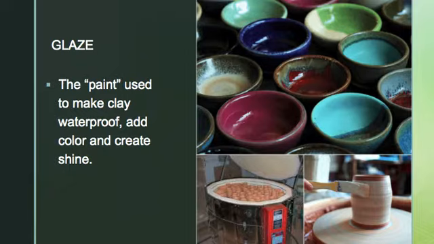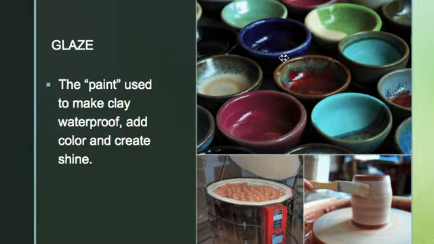So you can see in the bottom picture here, this is the kiln that I was talking about, that oven machine that sucks all the moisture out of the clay to make it rock hard. This is showing an example of a person putting glaze onto their pottery.